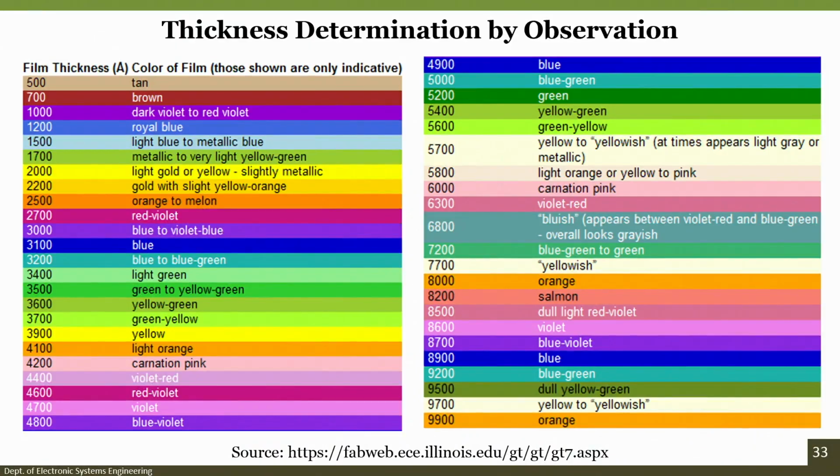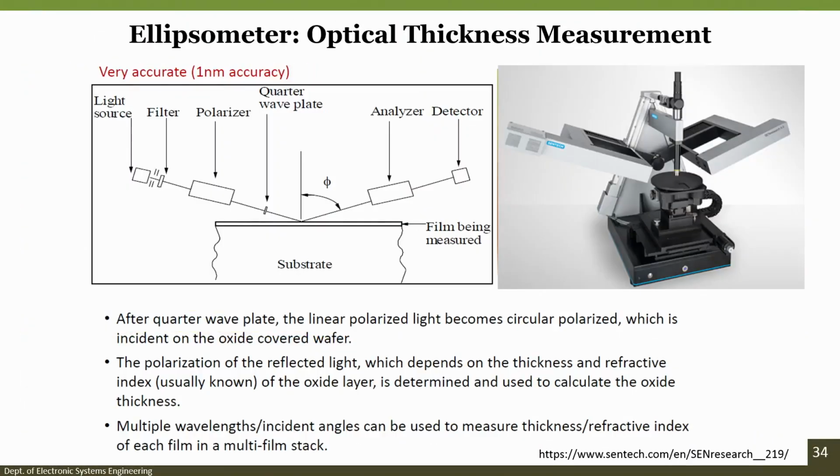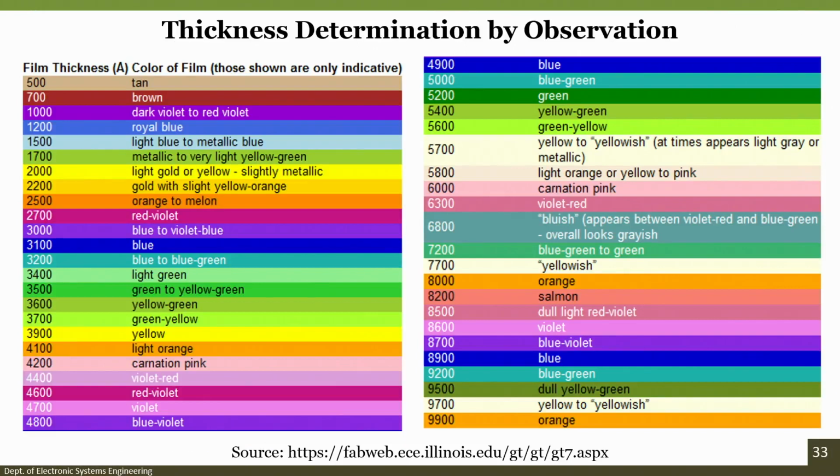The right way is either to use the alpha step profilometer, which is your stylus monitoring, or you use another way, which is called the ellipsometer. But before we go to ellipsometer, let us see the thickness determined by observation, right from 500 angstrom all the way to 9900 angstrom, we can see how the color changes.